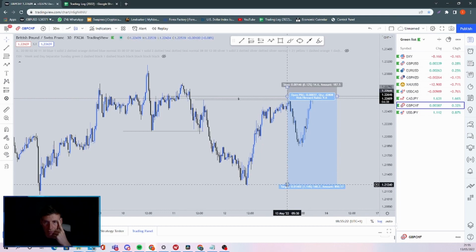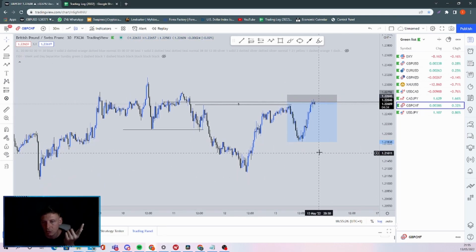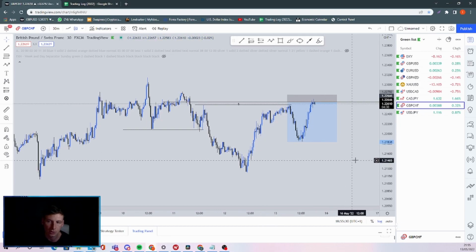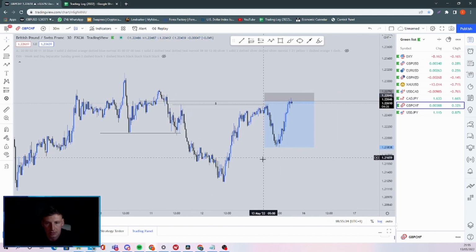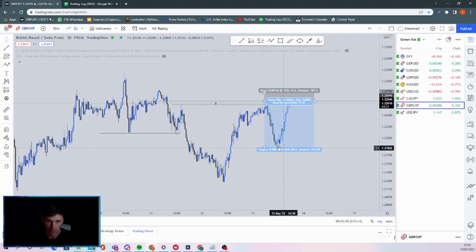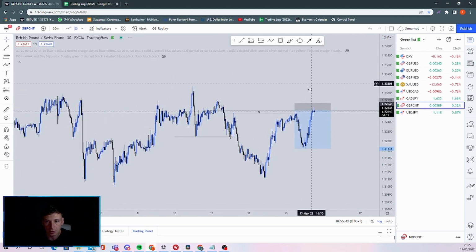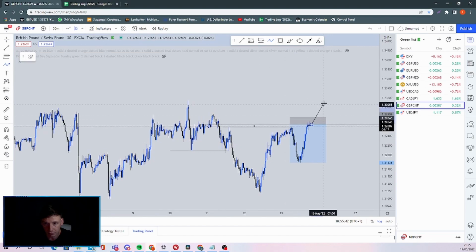In terms of my target for this, I would probably just take this to the low. Again, I don't try and go for these 1 to 10s, 1 to 15s. They do happen, but most of the time you haven't got the bollocks to hold it, right? I'm happy to just take a back to these previous lows and take that if this does go in our favor. Obviously there is a chance it can break through.